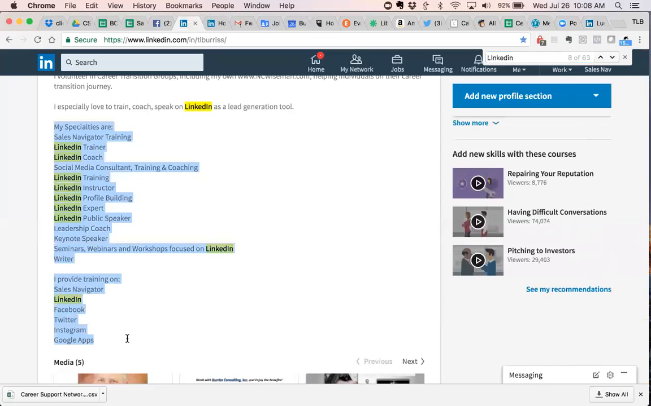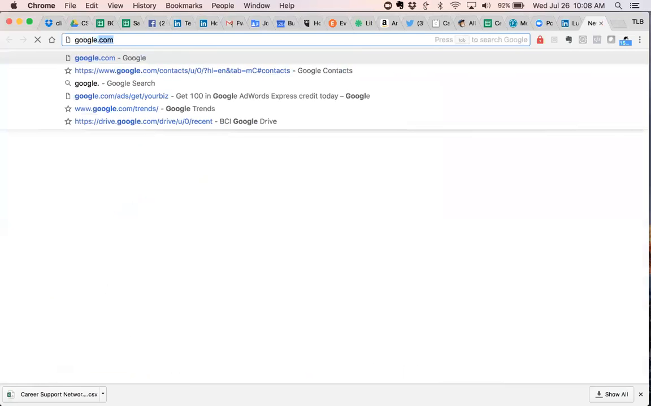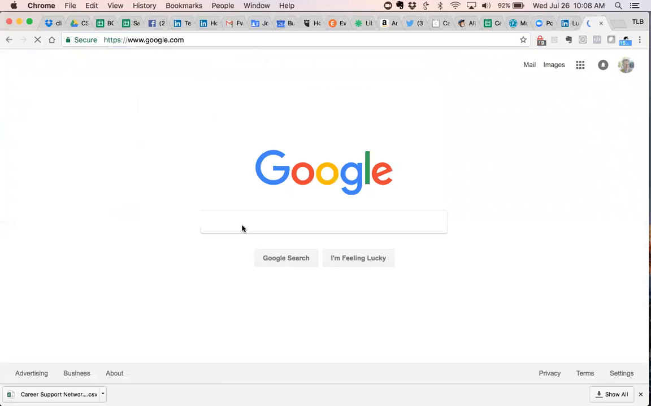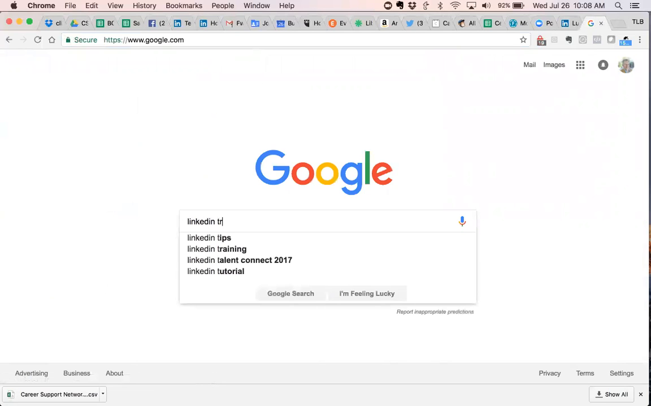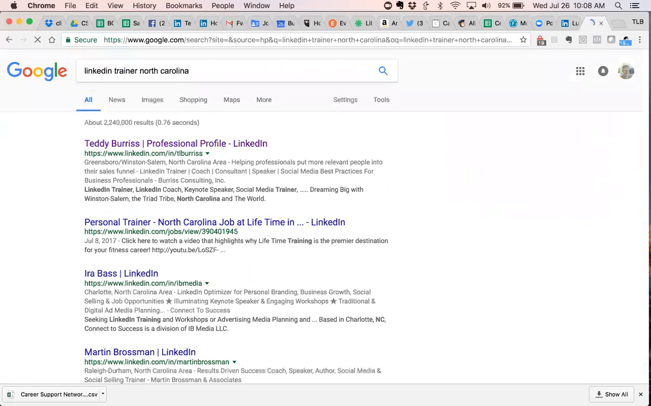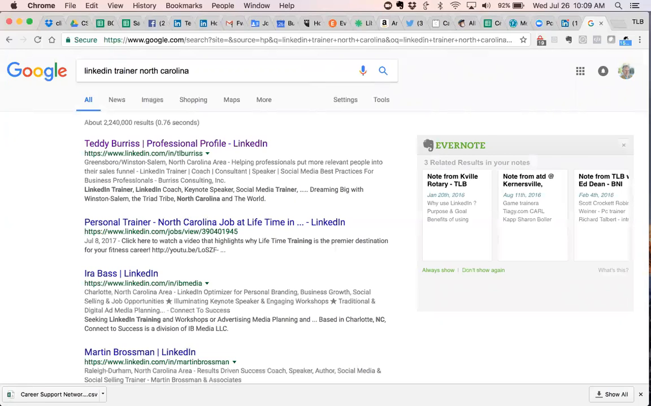So why is using your keywords important in your LinkedIn profile? Let me show you why. If you go do a Google search and you look for my keywords in my region, I am the number one Google result. The number one Google result is my LinkedIn profile. Why is that important? Because people go to Google to look for resources, to look for talent, to look for skills, to look for expertise.